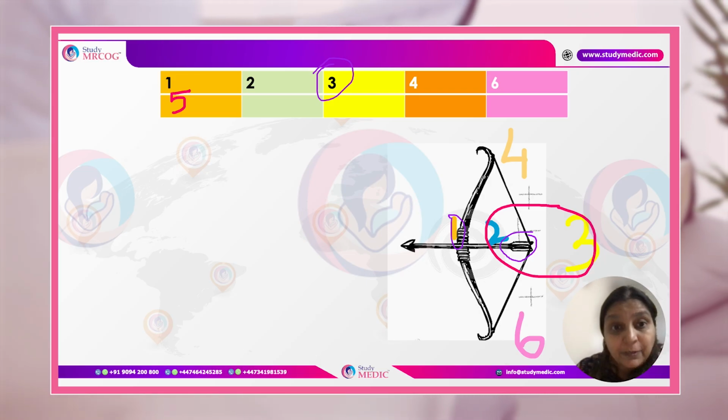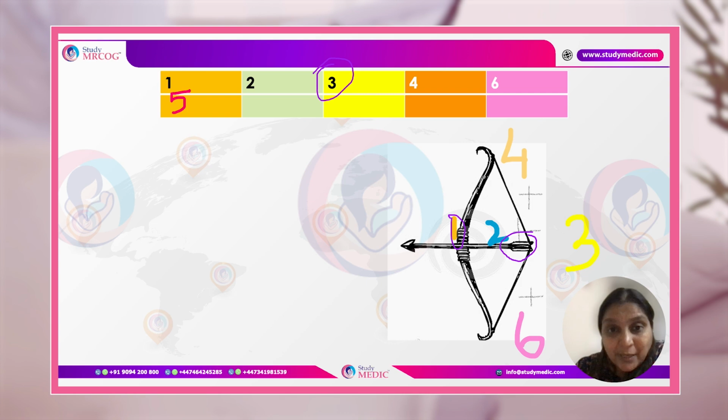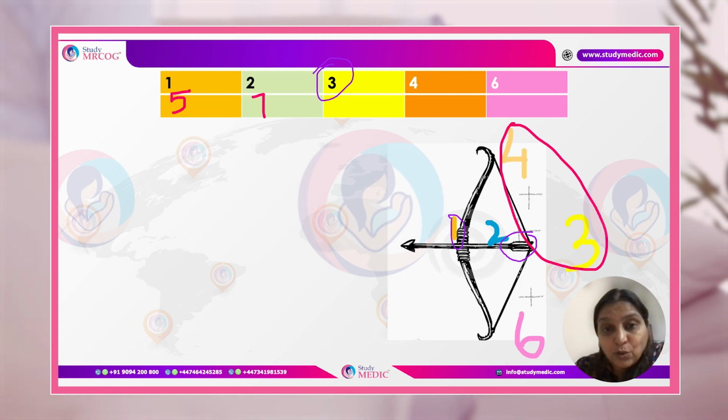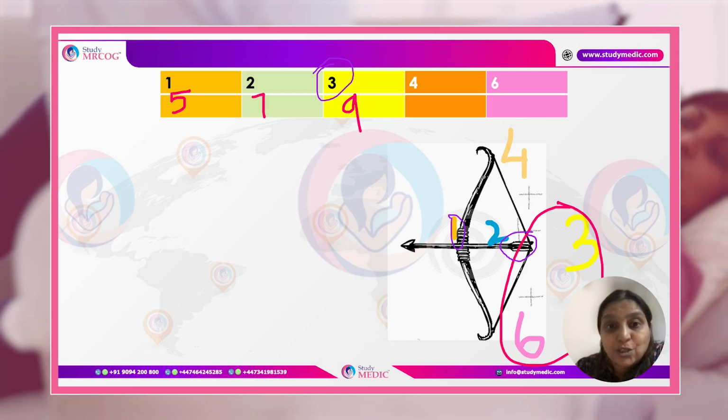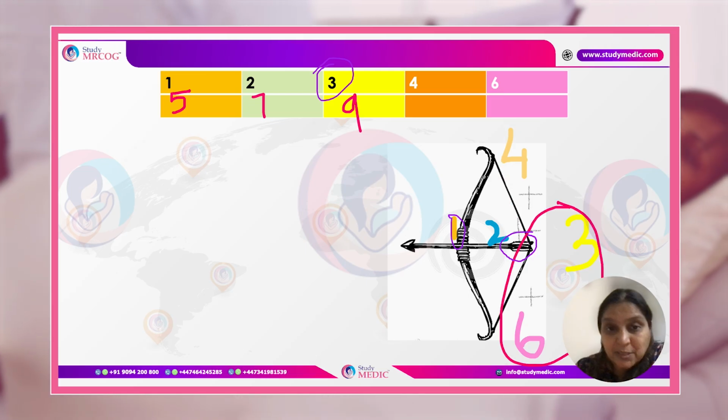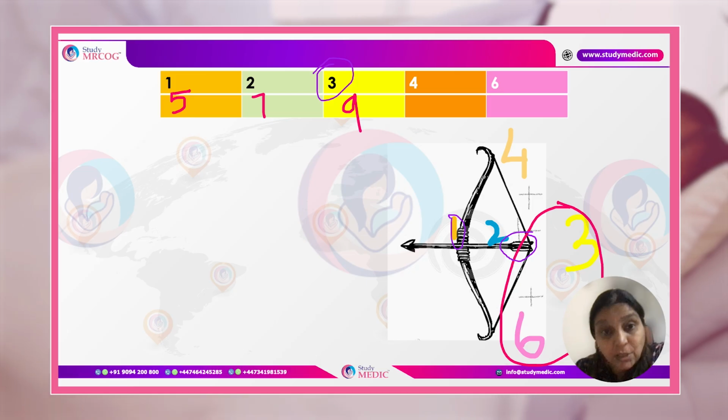which is the trigeminal nerve. Then for the second arch we do 3 plus 4, so that is 7, which is the facial nerve. For the third arch, we will do 3 plus 6, which is 9, or the glossopharyngeal nerve.